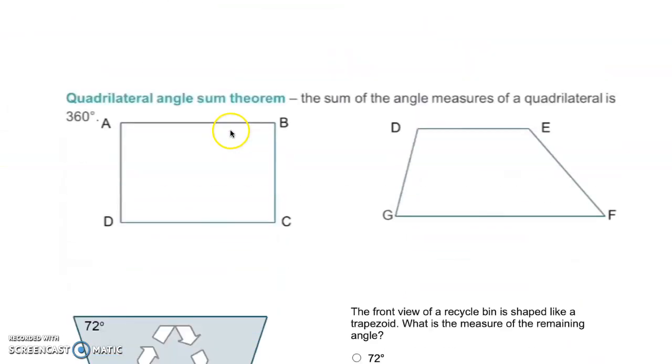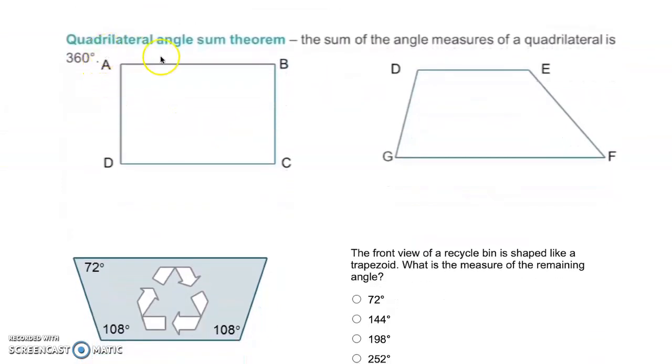Based on that proof and other ways, we know that this is a theorem, the quadrilateral angle sum theorem. The sum of the angle measures is always 360 degrees. It doesn't matter the quadrilateral, if it's a rectangle, if it's a trapezoid, if it's a kite, it does not matter. The sum of all of the angles is going to add up to equal 360 degrees.